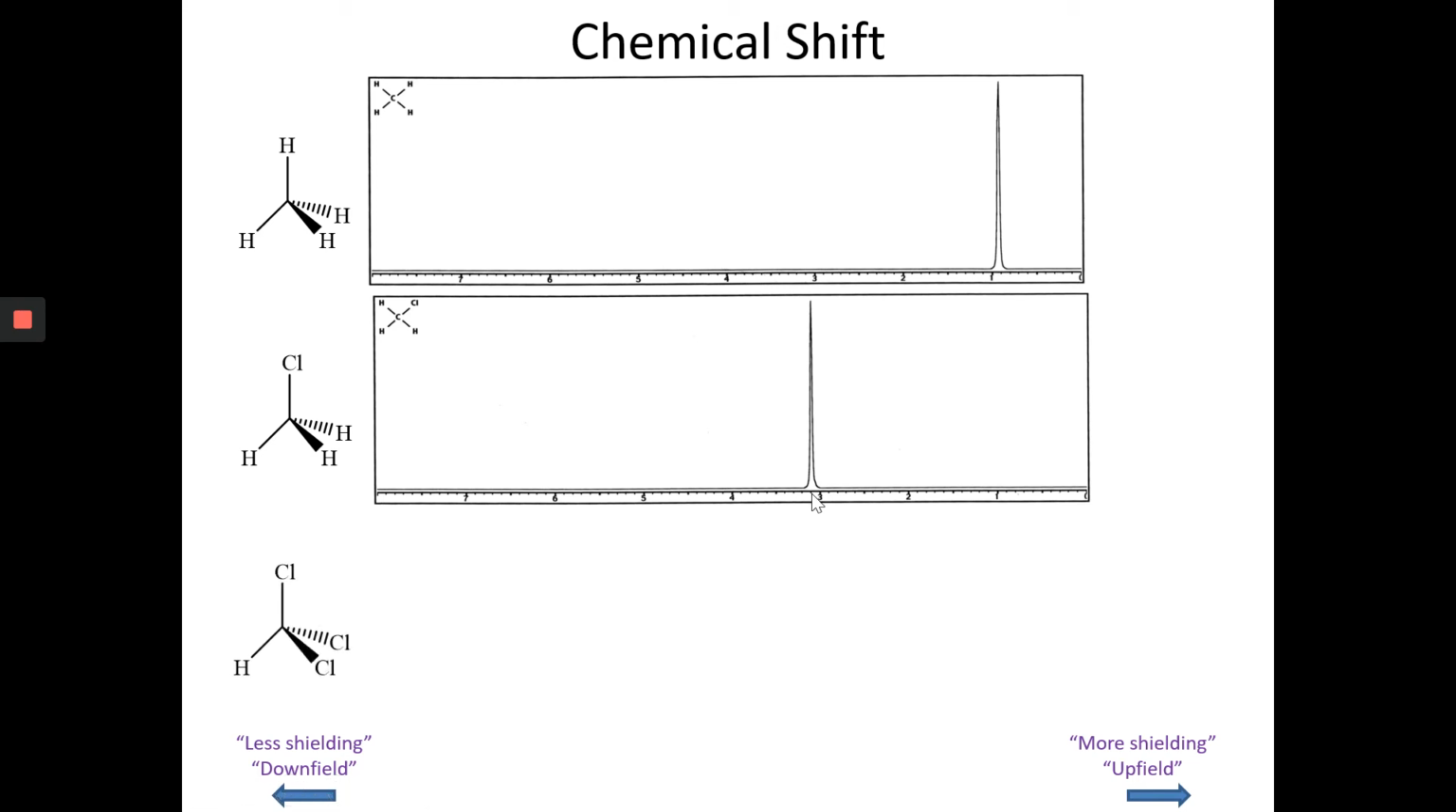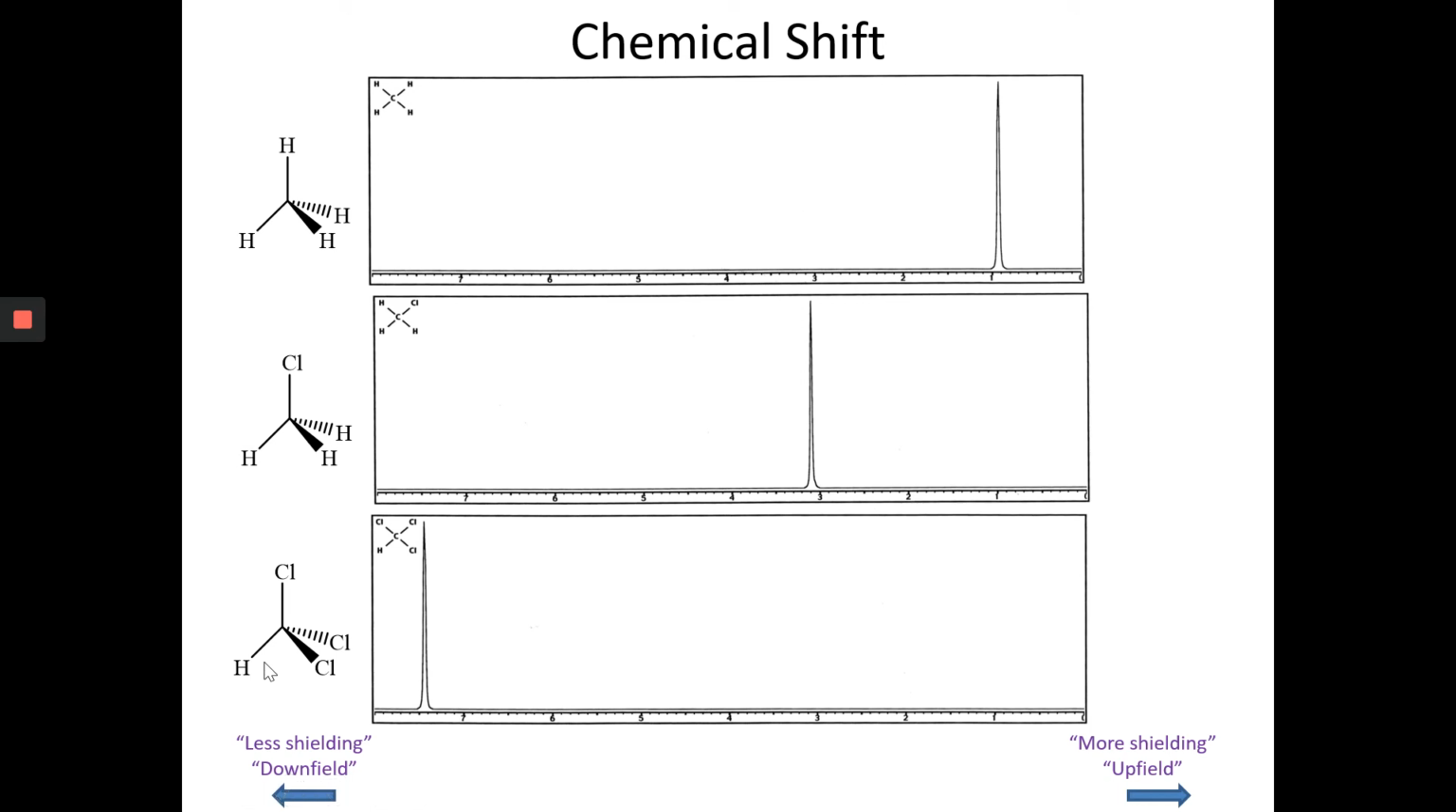What would happen if I added more chlorines? This is 1, 2, 3 chlorines. Oh my goodness, now they're really going to draw electron density away from that hydrogen. And as a result, the signal for this hydrogen is going to be shifted even further downfield, down here.